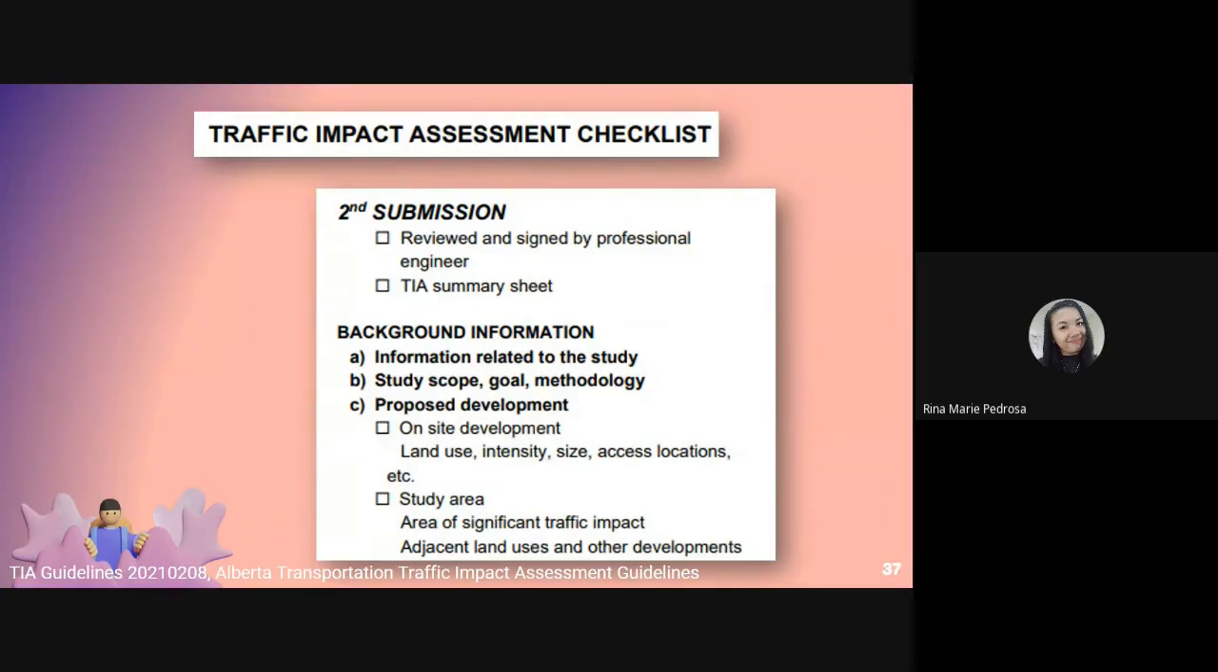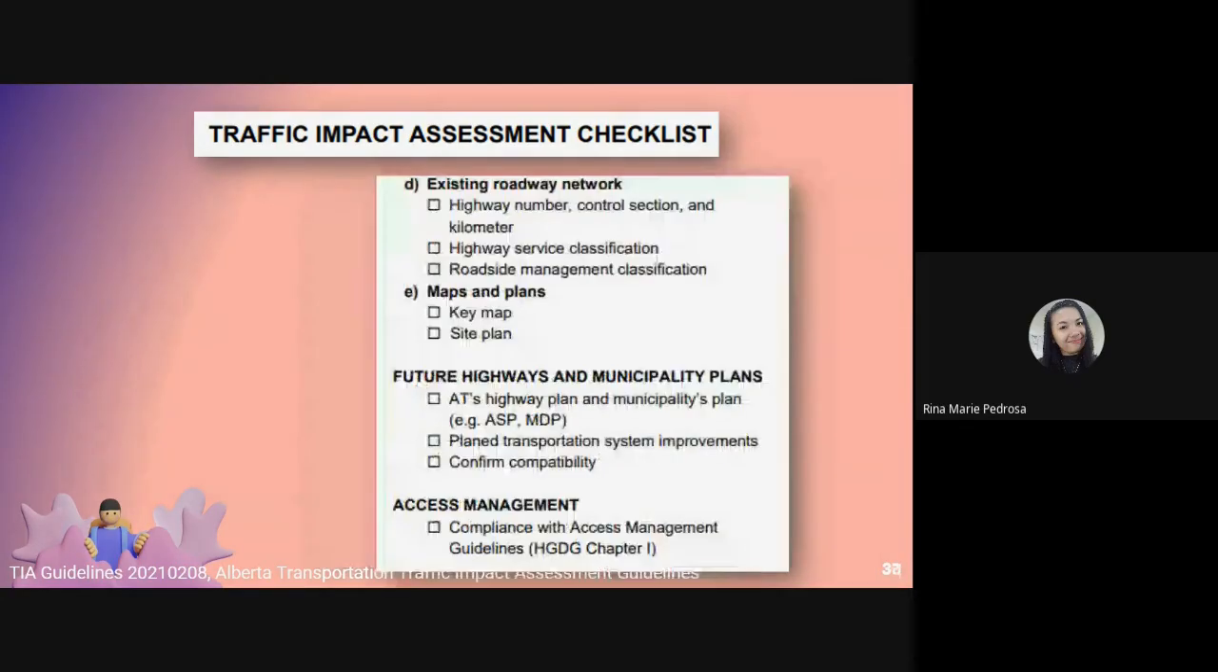So you have the reviewed and signed by professional engineer TIA summary sheet. So the executive summary. So first, you should have the background information. It includes the information related to the study, study scope, goal, methodology, proposed development, under which it has on-site development, the land use, intensity, size, access locations, etc. The study area, area of significant traffic impact, adjacent land uses, and other developments.